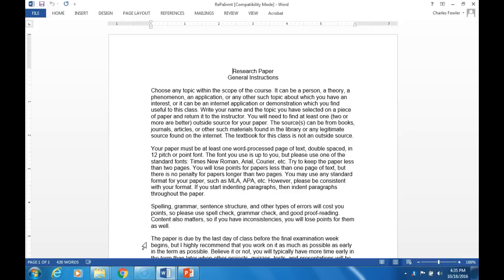Okay? Now, you'll need to find at least 1, but 2 or more is better, outside sources for your paper. This book has a lot of good ideas in it. You may see something in here and say, yes, I'd like to write about this. This can be the source of the idea, but it can't be a source for your paper. You need to get out of the book, out of the class, either into the library or onto the internet.